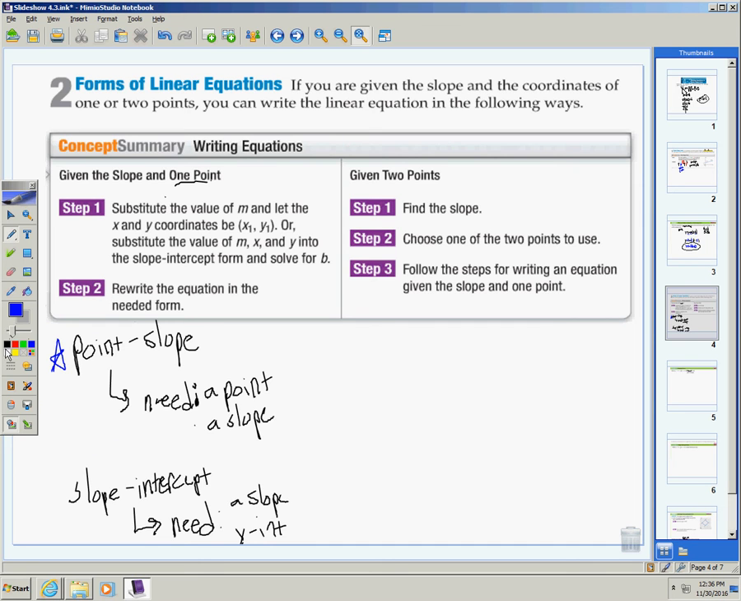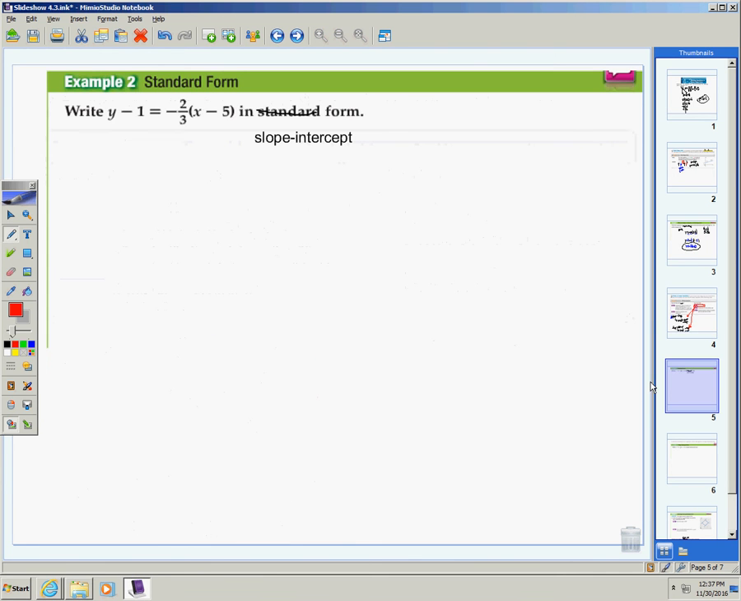Now the only thing that's different, if you are given 2 points, first thing you do is you find a slope. Once you find a slope, it's right back down here to either one of these. You can either use point slope or slope intercept. After today, it's your choice, but for today, I want to focus on this point slope just so we know how to do it. So looking here, we've got an equation, and I want to write it in slope-intercept form.